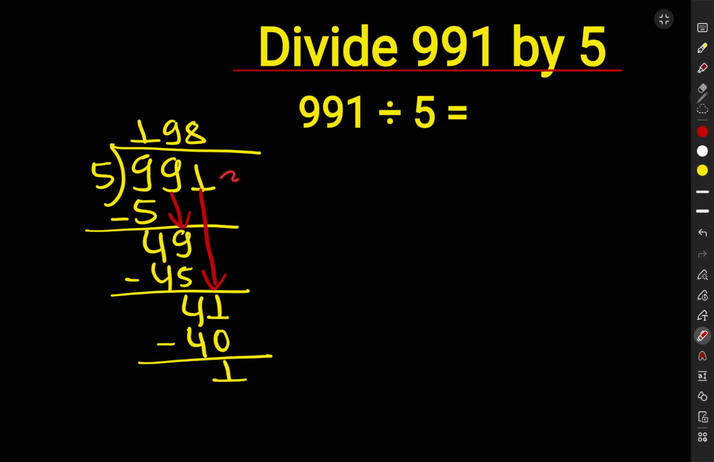So we have no other number to put down. So we take a decimal here so that we put 0. So it is 10 and 5 times 2 is 10. On subtracting we get 0.